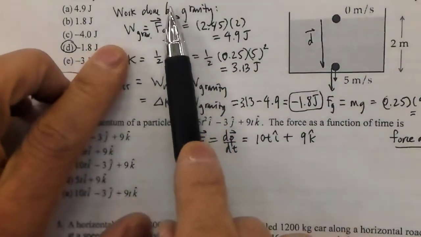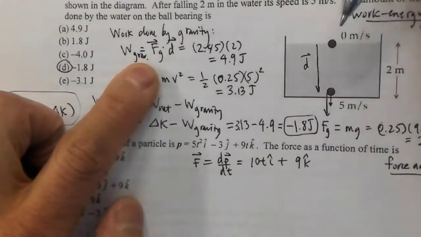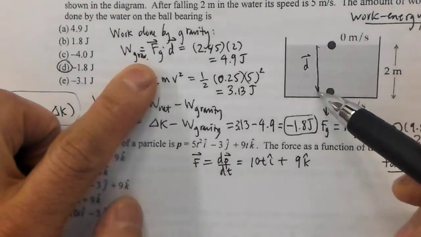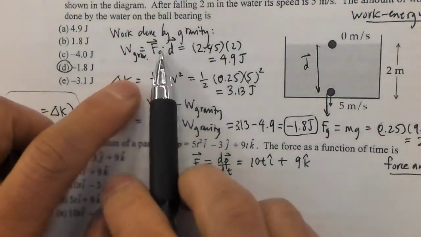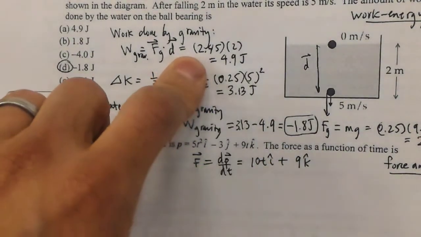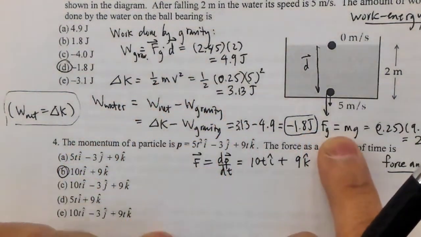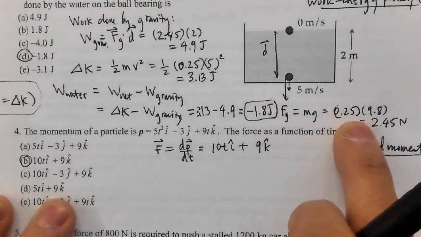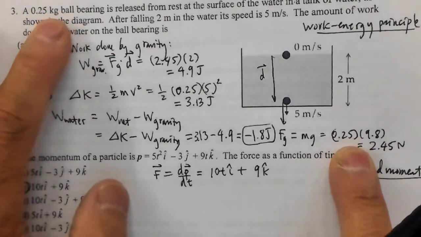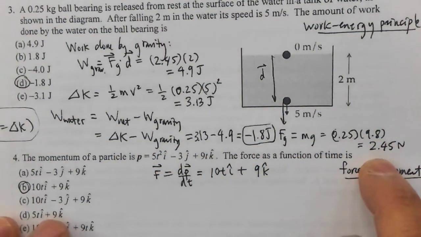Okay, so let's first figure out the work done by gravity. I have the force Fg that's going down, like this, and the displacement is d like this. They point in the same direction, so when I do Fg dot d, I just get the magnitudes multiplied together with the cosine of 0, or just 1. Okay. So let's figure out the force of gravity. Fg is equal to m times g. M is 0.25 kilograms, and g is 9.8, so I get 2.45 newtons.